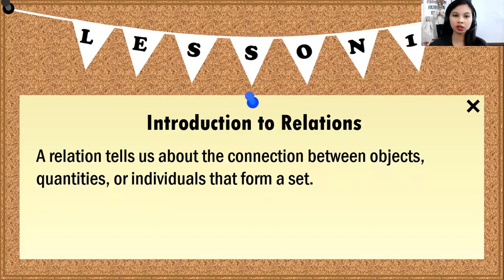So, a relation tells us about the connection between objects, quantities, or individuals that form a set. Okay? So, ayan, again, when we say relation, it shows the connection between the given objects on a certain set po. Sa given set natin. So, just like nung binigay ko pong example sa inyo last meeting about dun sa animals and their sounds po. Okay?